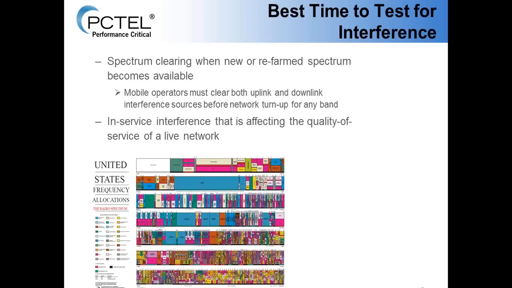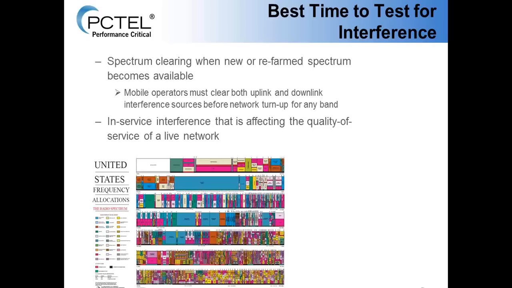Typically the uplink interference has probably already been cleared if that frequency has been in service, because you can see uplink interference a lot easier. And when they turn off a network, the downlink is now available without a large signal being transmitted from the tower. So you typically find a lot of interference in the downlink when you're doing spectrum clearing, which needs to be cleared out a lot more than the uplink.